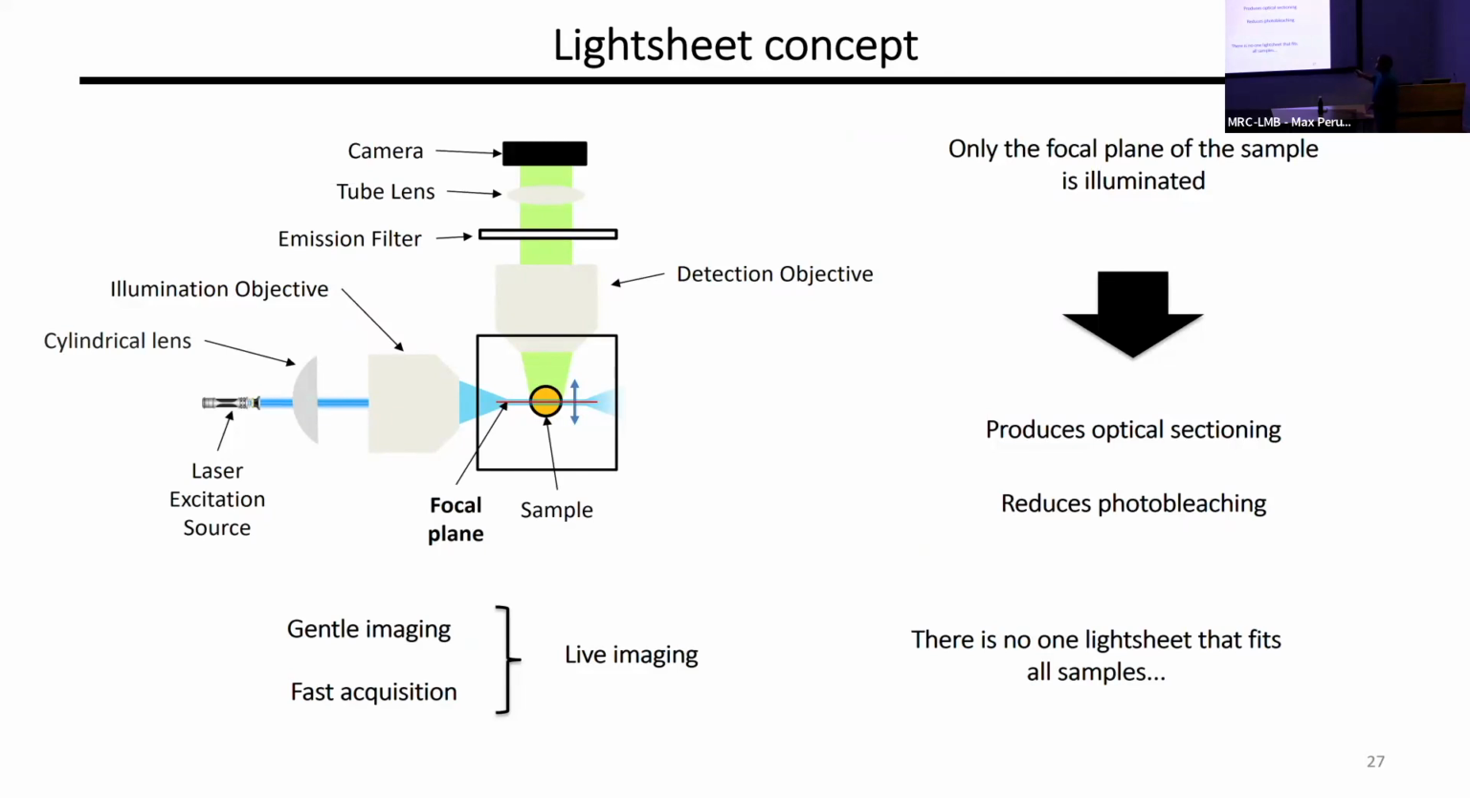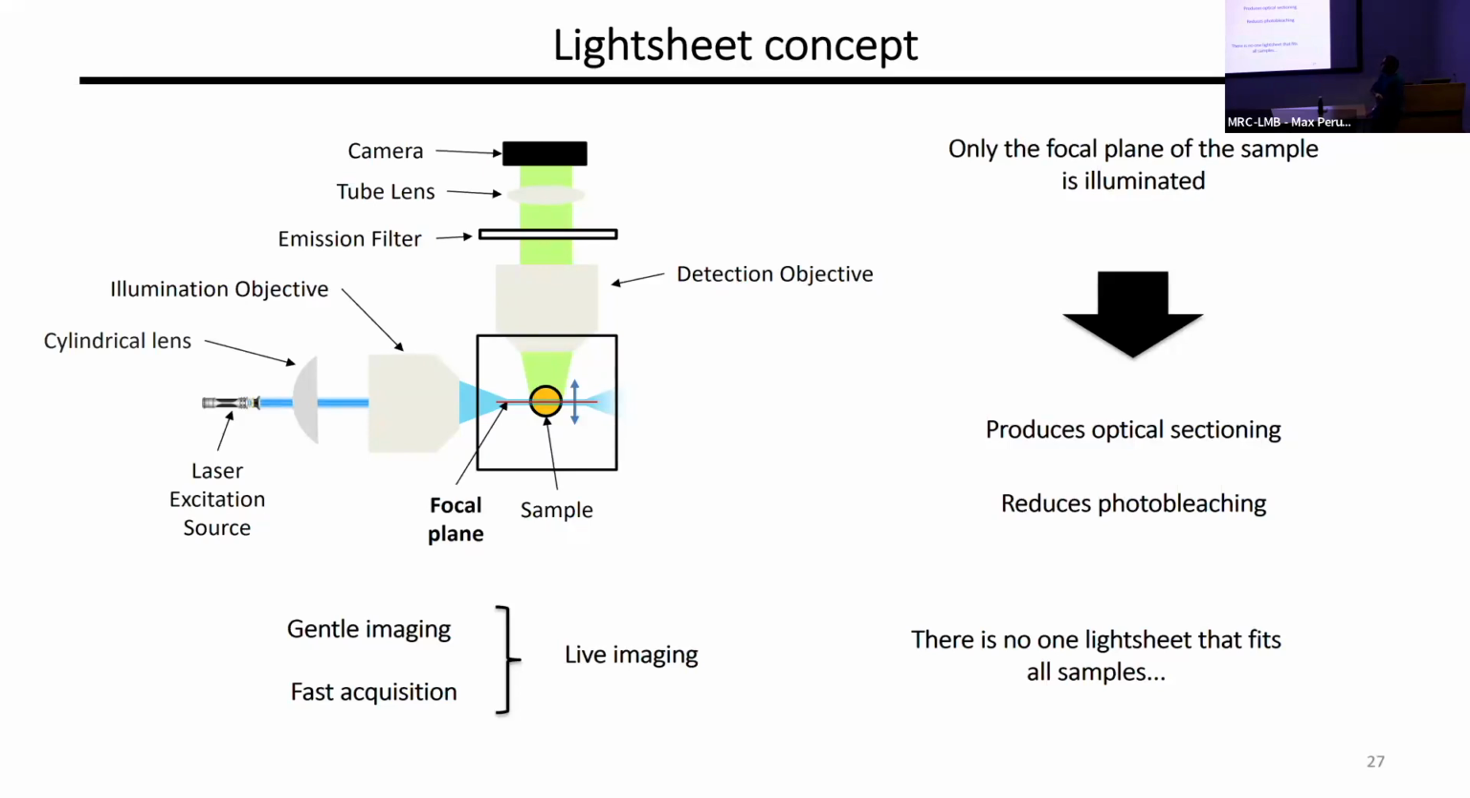So, as I said, only the focal plane is illuminated, and this produces the optical sectioning. Of course, this reduces photobleaching, because the areas of the sample that are not being illuminated are not being bleached, so that fluorescence is kept there, and once the focal plane moves there, they will be illuminated and the image will be acquired.